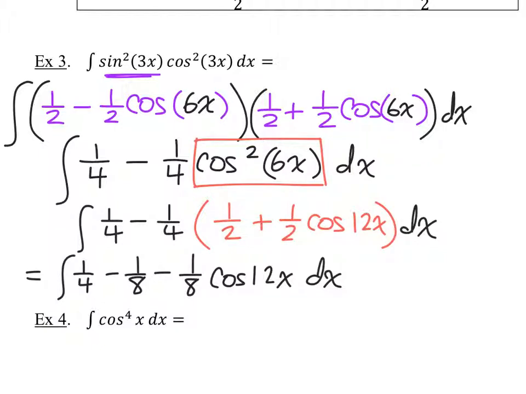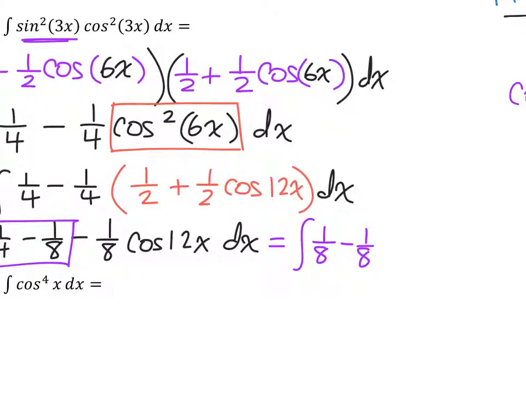You can combine some terms. So we're looking at 1/8, because it's 2/8 minus 1/8, minus 1/8 cosine 12x dx.